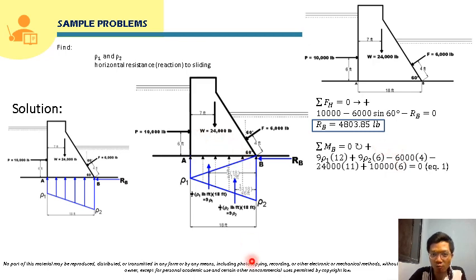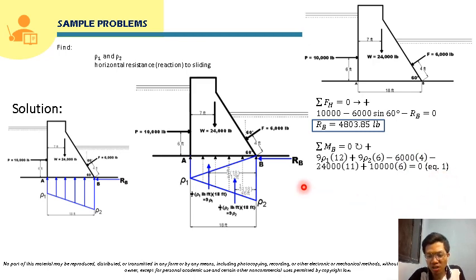negative here. Now for this 24,000 force, its moment about point B will be 24,000 times its moment arm, which will be 18 feet minus 7 feet, so that will be 11, and its rotation about point B will be counterclockwise, so it will be negative here. Now, for this 10,000 pound force, its moment about point B will be 10,000, and its moment arm will be 6 feet. And its rotation about point B will be clockwise, so it will be positive here. And this will be equal to 0.